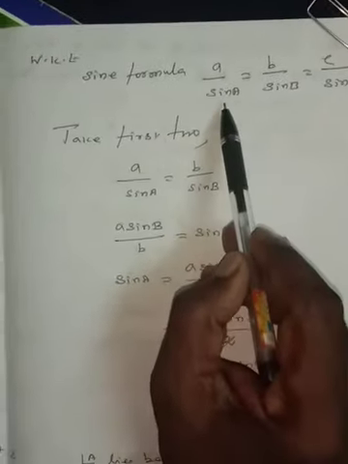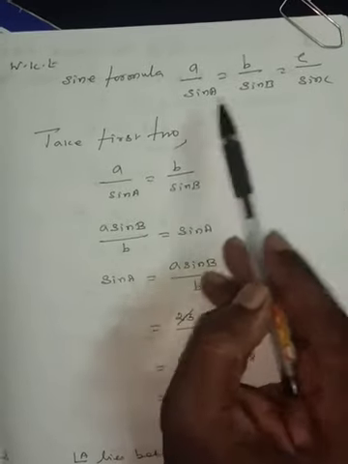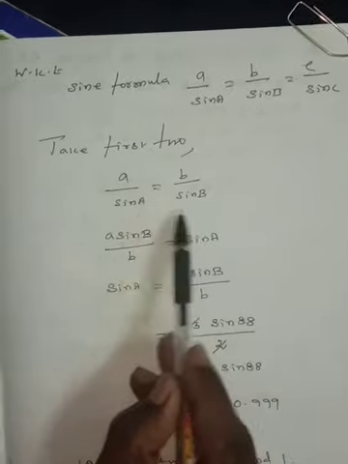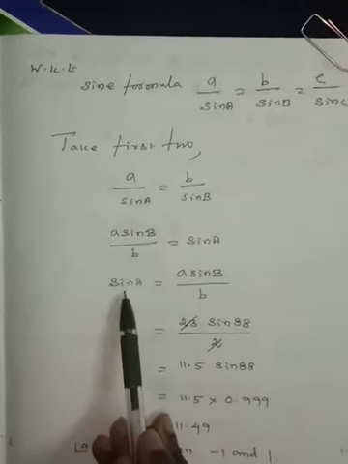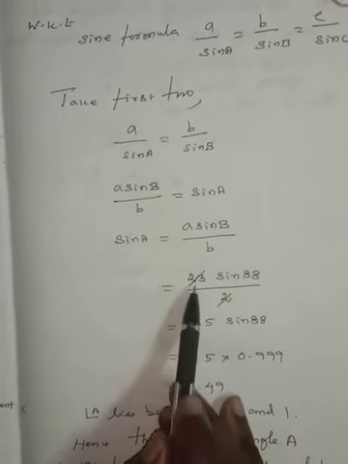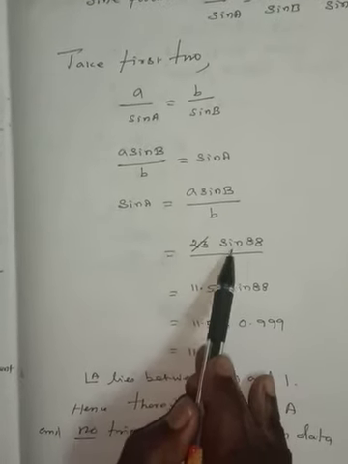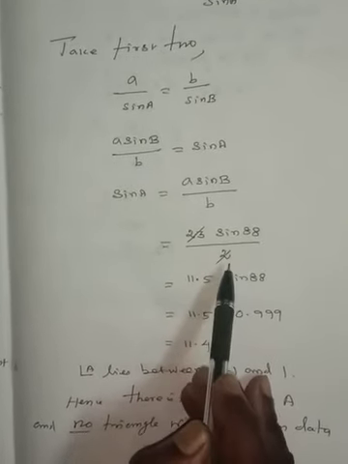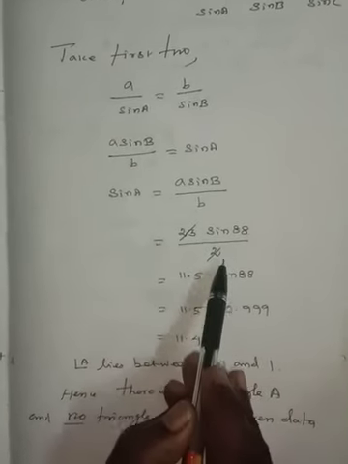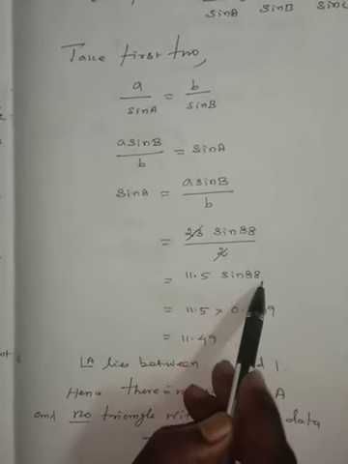Formula: a by sin A is equal to b by sin B is equal to c by sin C. Take the first two terms. a by sin A is equal to b by sin B. Cross multiplying, we get sin A is equal to a sin B divided by b. Now a is 23, sin B is sin 88 degrees, b is 2. Now cancelling 23 and 2, we get 11.5 into sin 88.